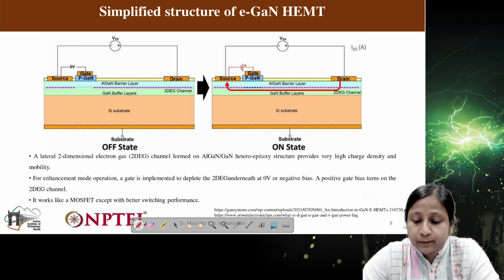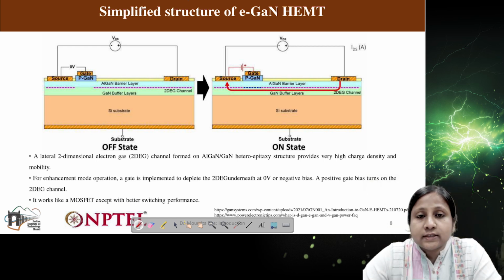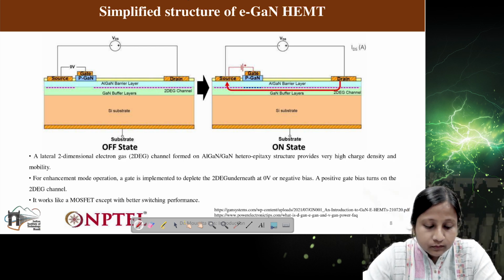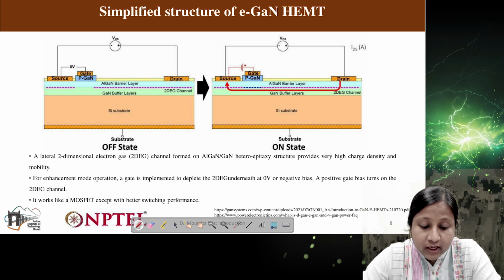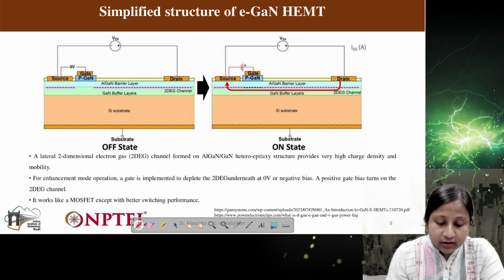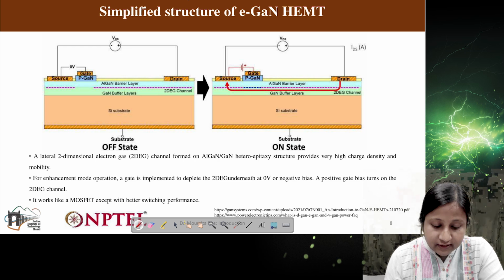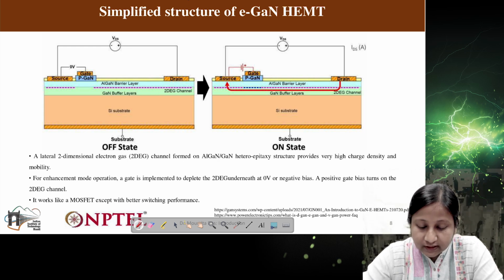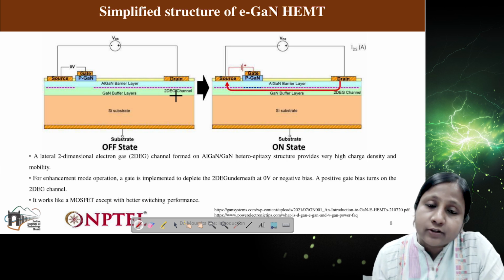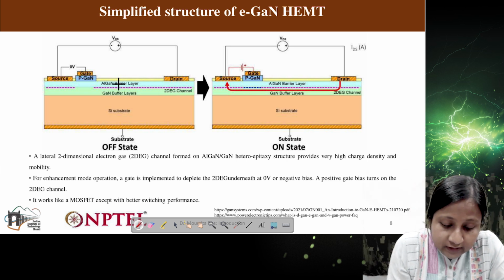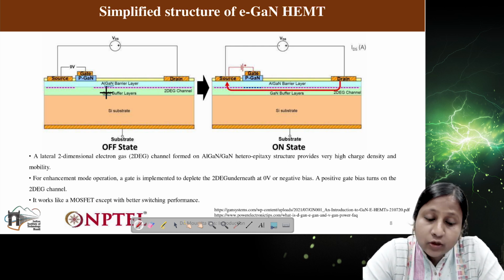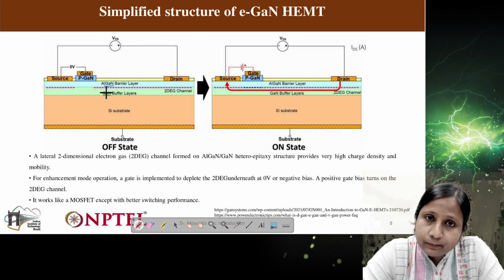So basically this is the simplified structure of GaN. I am not discussing silicon carbide structure in detail because the operation is similar to that of silicon. But in case of GaN, how the current conducts is quite interesting. You can see here, when drain to source voltage is applied, the two-dimensional electron gas layer is formed between the AlGaN and GaN layers. That is because of piezoelectric polarization, and through this layer current will flow.